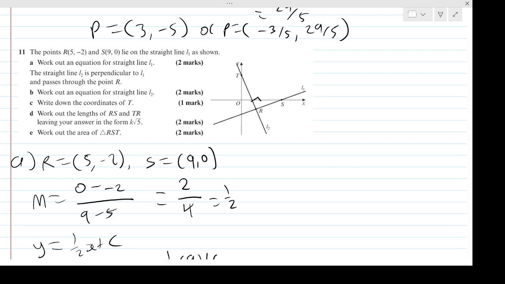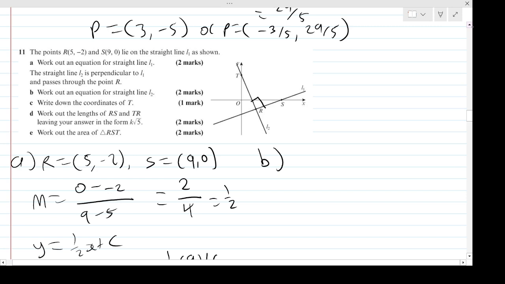Then for part B, it says the straight line L2 is perpendicular to L1. So again, it would be like a right angle there. And it passes through the point R here. So they intersect at the point R. Well, then it says find and work out an equation. So I'll do that here. Work out an equation for the straight line L2 now.